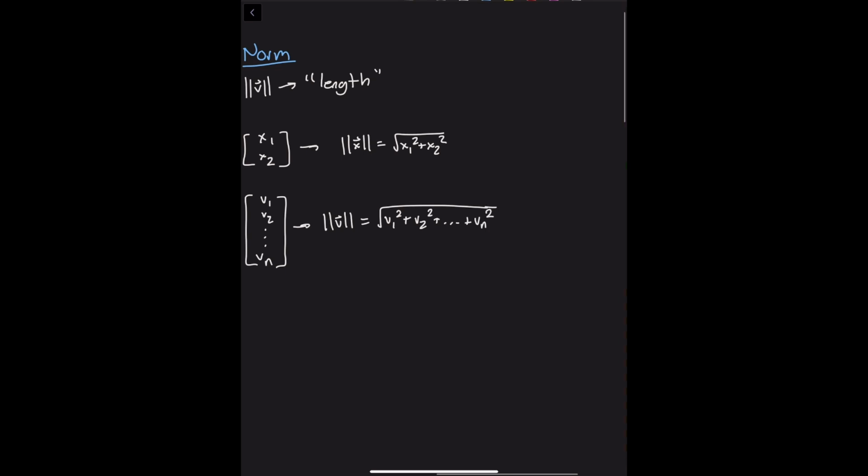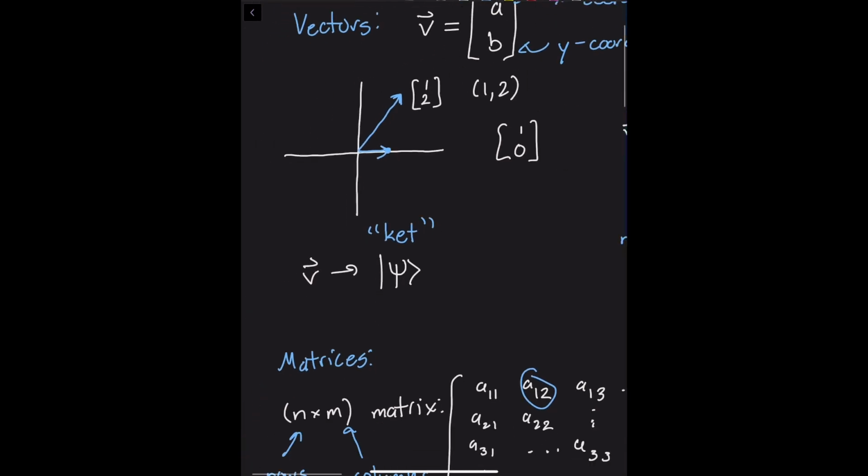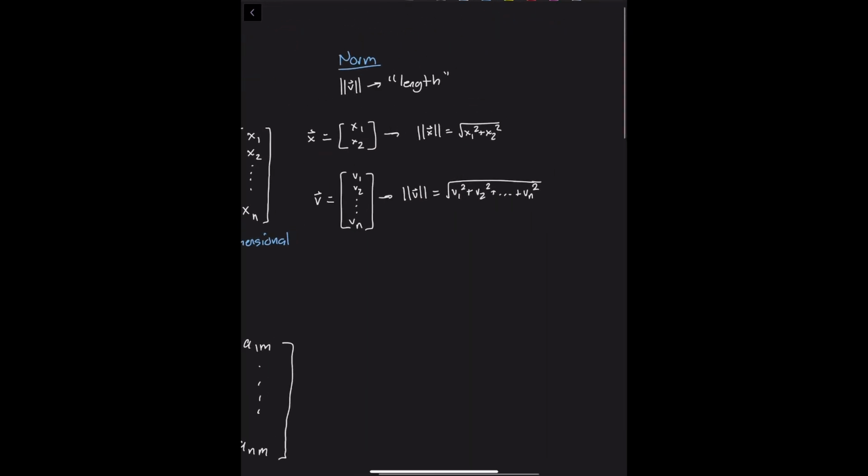So yeah, that's the length of a vector, and I think it's clear to see, if we treat this vector as a triangle, this one has side length 2, this one has 1, then it's pretty clear that this, which is the hypotenuse, has a length square root of 2 squared plus 1, which is square root of 5. So that's a norm.